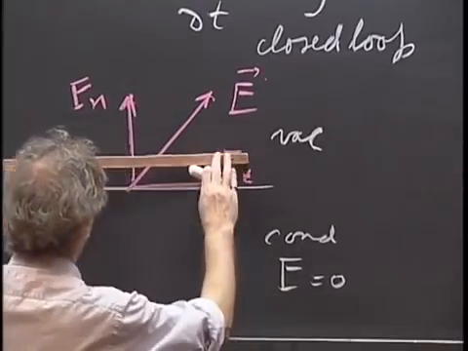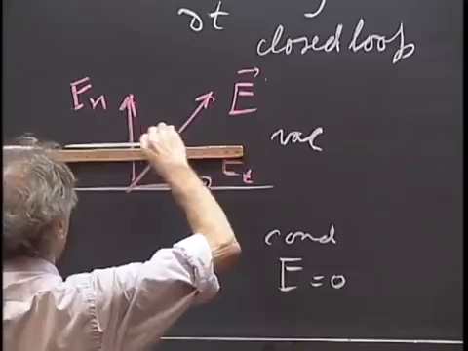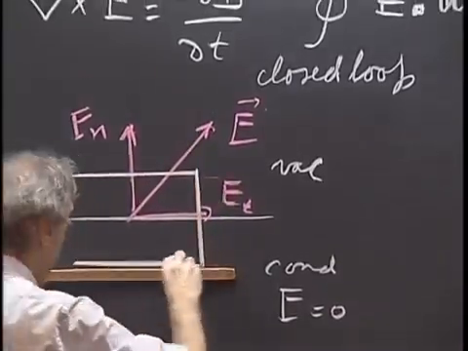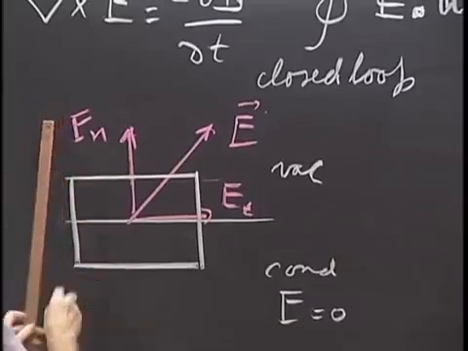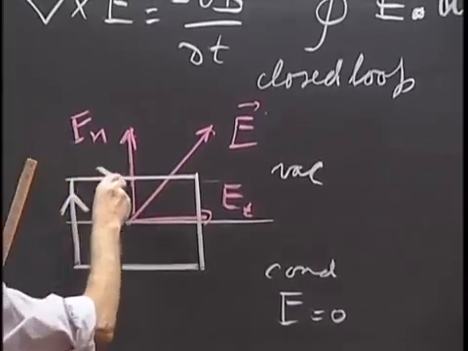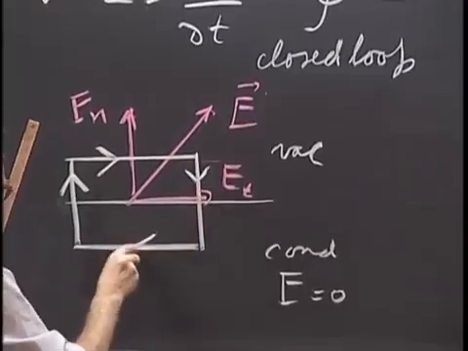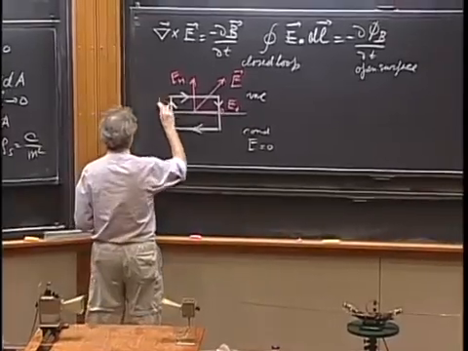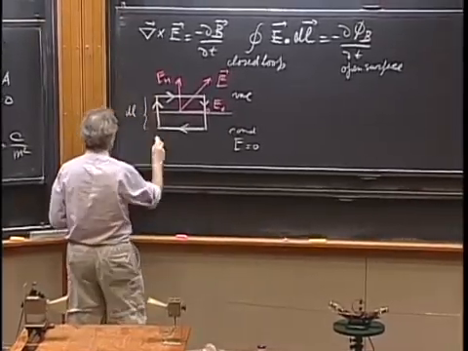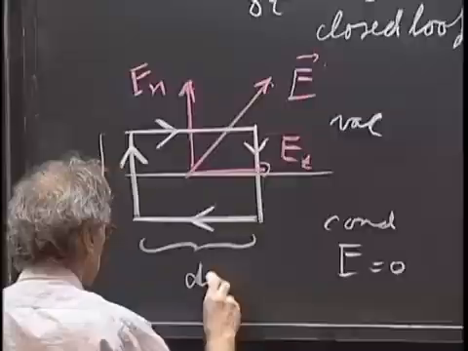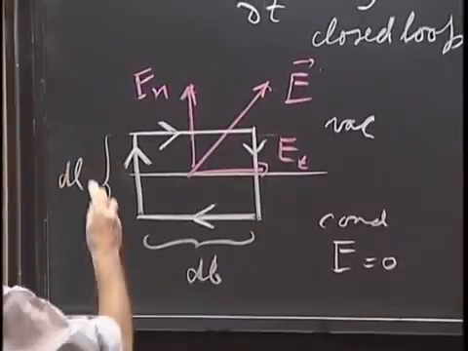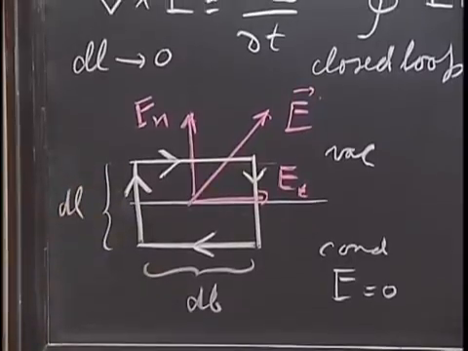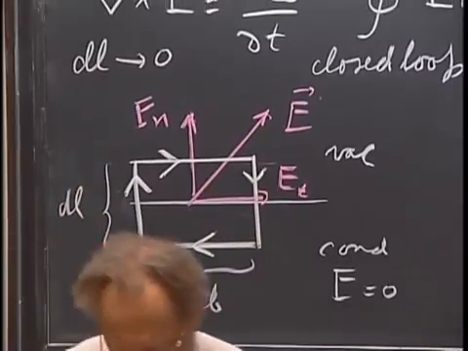Now I'm going to make a closed loop. This is my closed loop. It shouldn't surprise you that I choose it this way. I'm going to march around this closed loop in any direction that I want to, but I chose this direction. It makes no difference which direction you choose. Let this be dl, and let this be dB. I'm going to do exactly the same thing, going in the limiting case when dl goes to 0, so that I get the boundary condition at the surface.